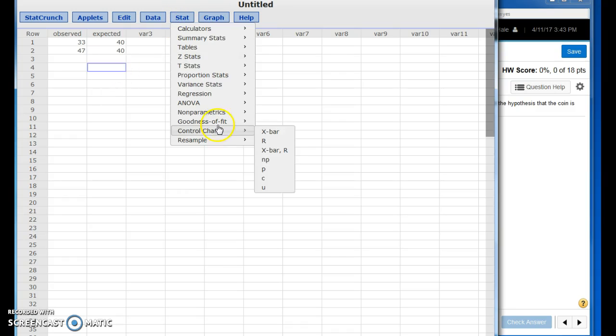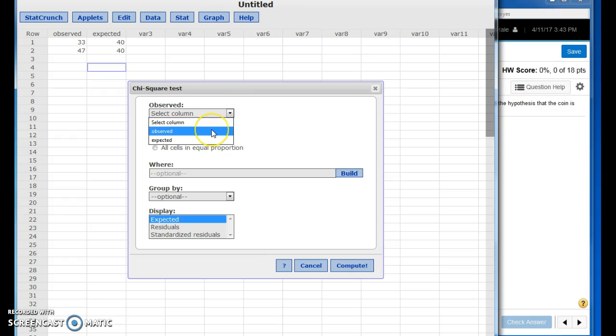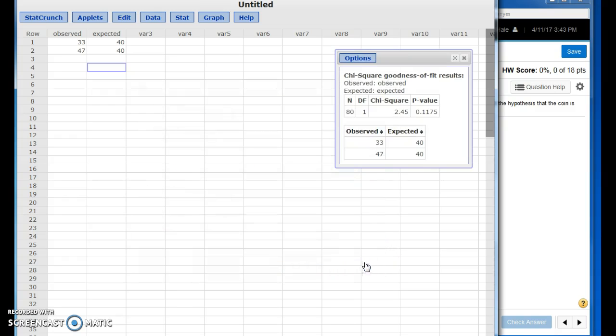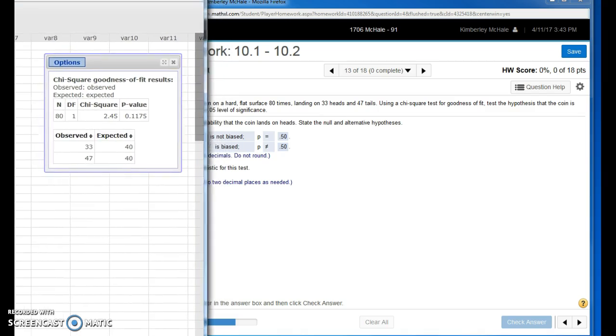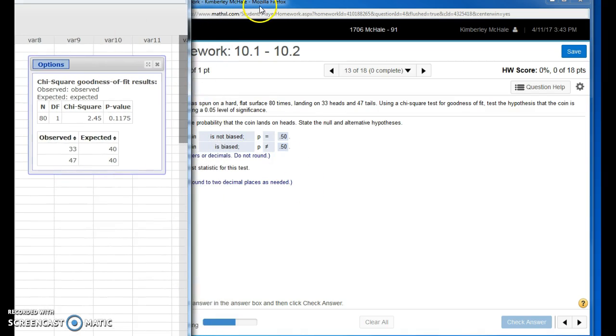I'm going to go to Stat, goodness of fit chi-square test so that I can get my chi-square test statistic. My observed column is what I put in observed. My expected column is my expected. If I hadn't put those values of 40 in there, I could have clicked all cells in equal proportion, since in this case every cell should be the same. But I did put it in, so I hit expected. Notice it gives me my observed and expected. It gives me my chi-square test statistic of 2.45 and a p-value of 0.1175.